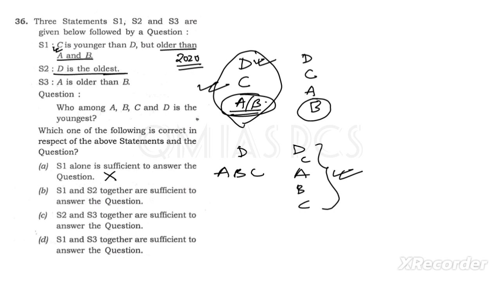So if you remove this, we don't require which one is oldest, and that means we are getting the order of A and B. We require the order of A and B. That's why, when you get this order, A is older and B is the youngest, we got the answer. So based on this we can say S1 and S3 are sufficient to answer the question.